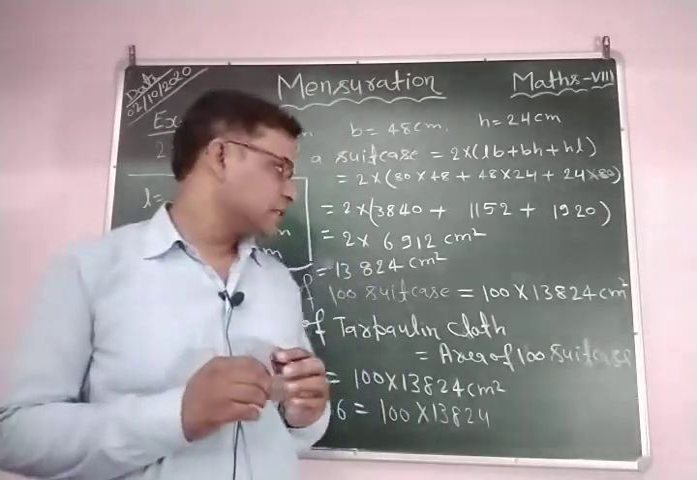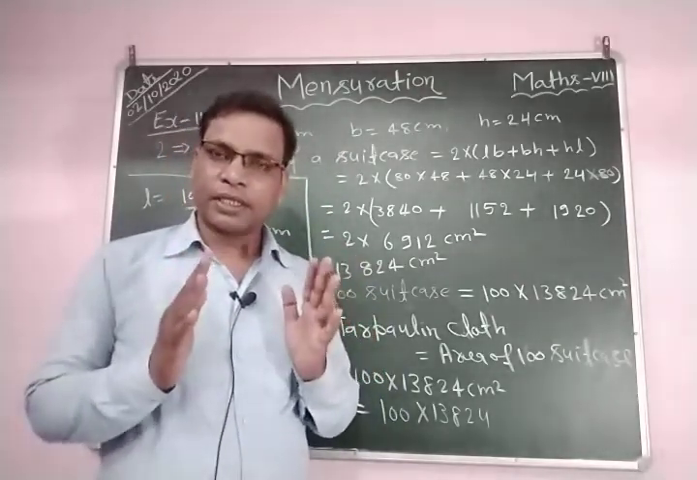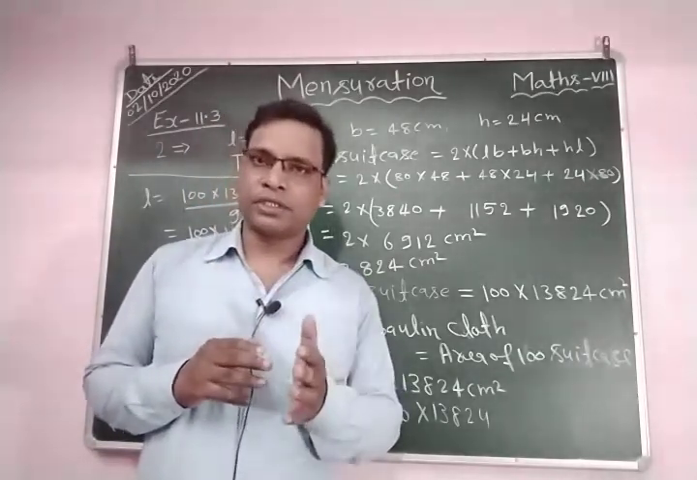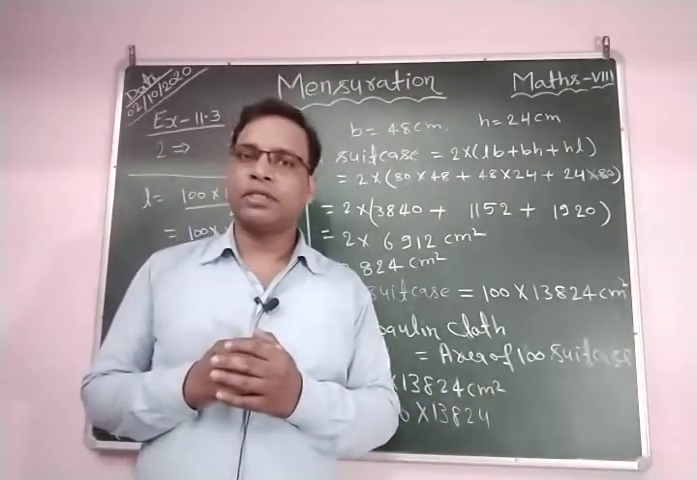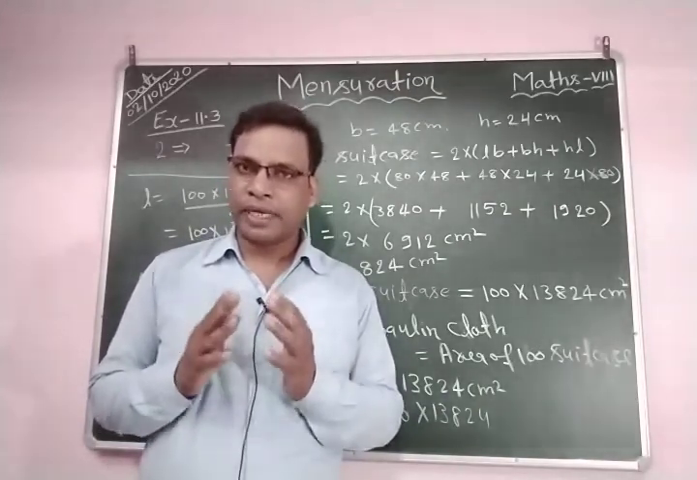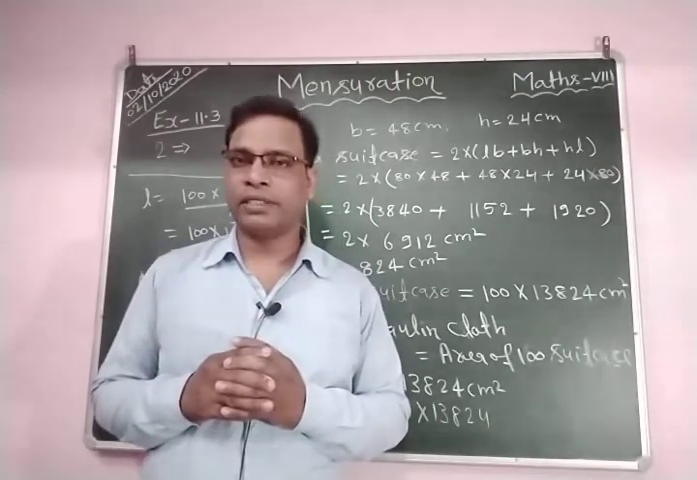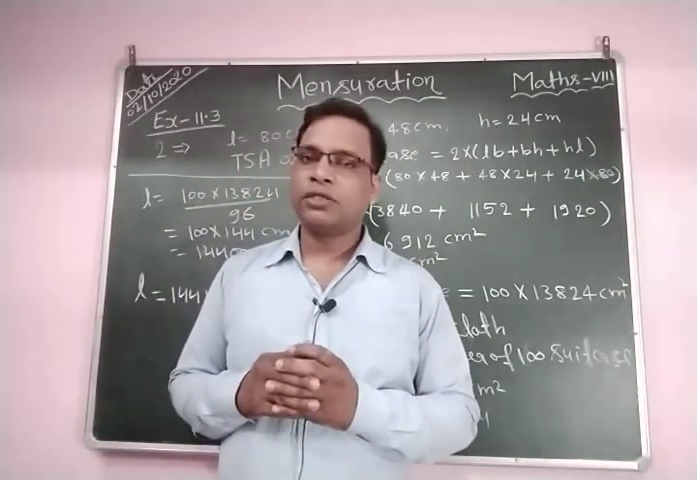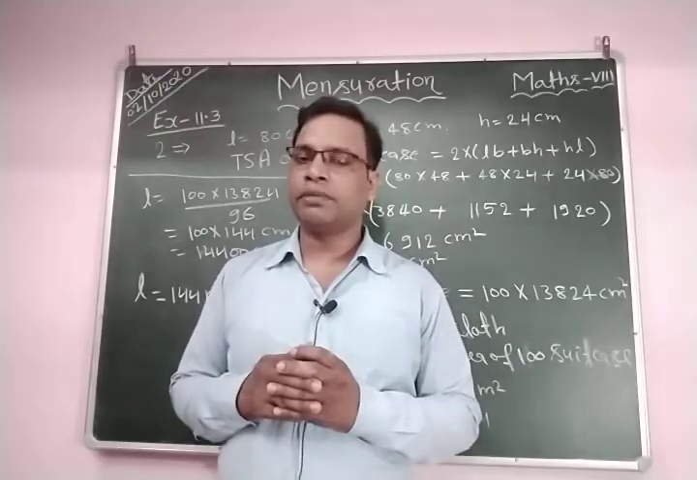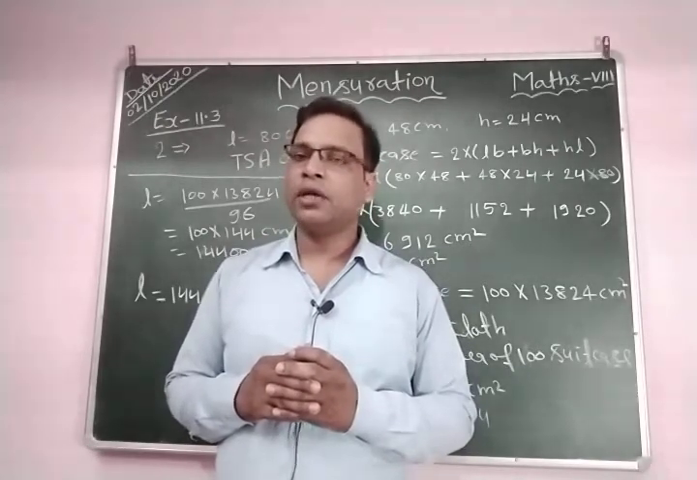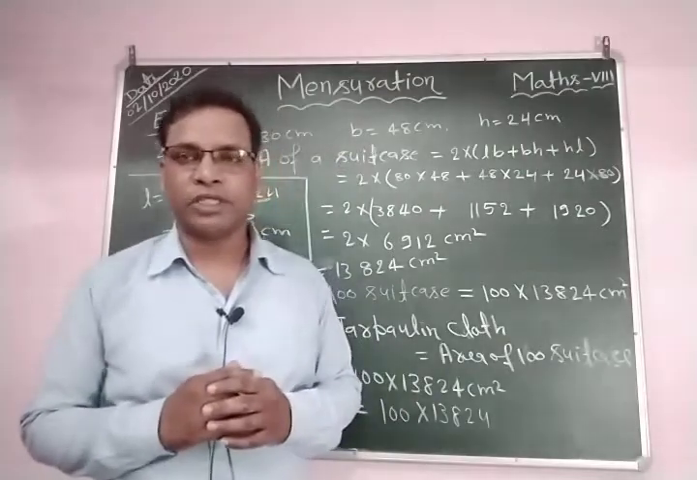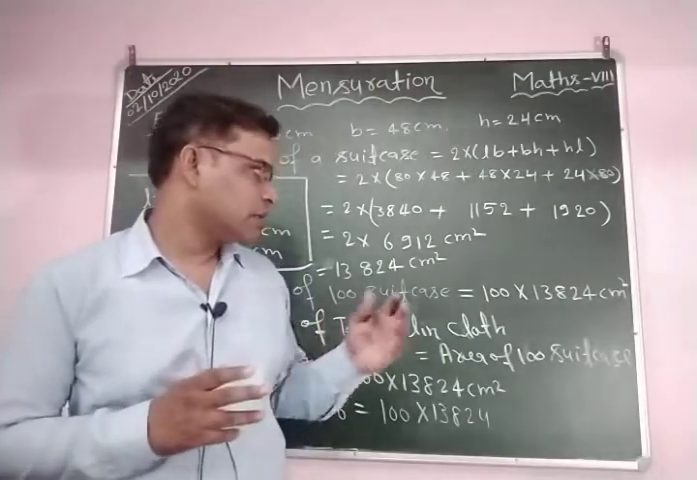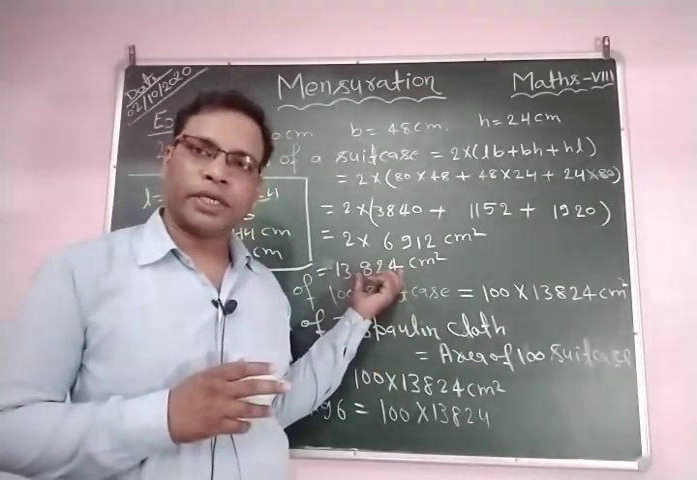So first, we compare: the area of the tarpaulin cloth is equal to the area of one suitcase. You know very well the cloth is 2D, and you can find the area of cloth as length into breadth. But the suitcase is in the form of a cuboid, so you can use 2 into L into B plus B into H plus H into L in this formula to find the total surface area of the cuboidal suitcase. Here we have the area of one suitcase as 13,824.